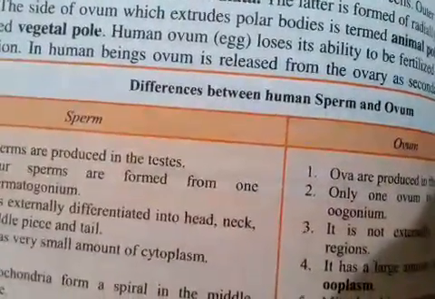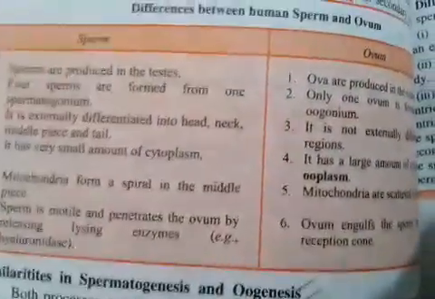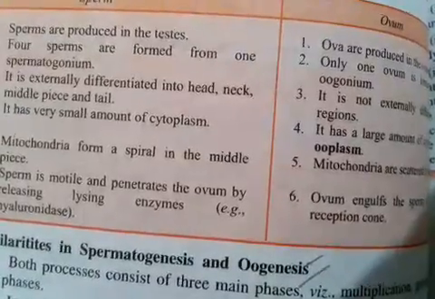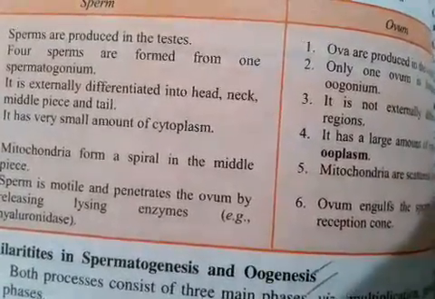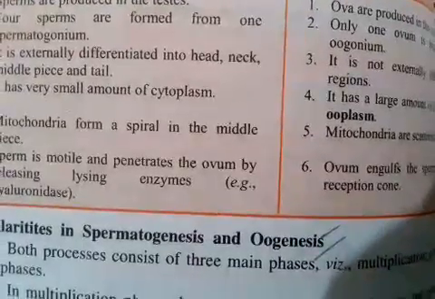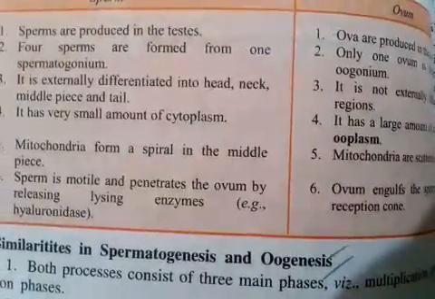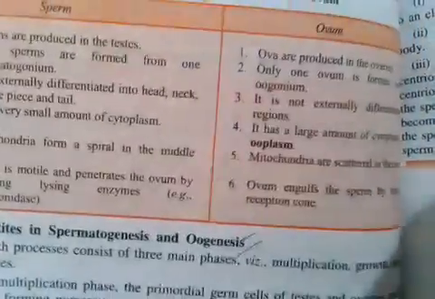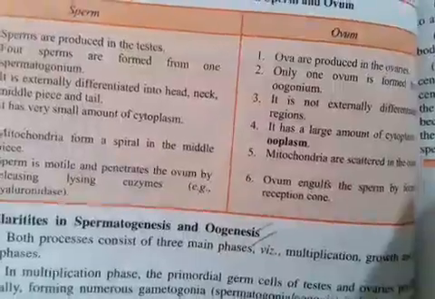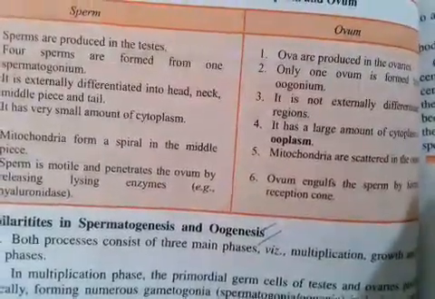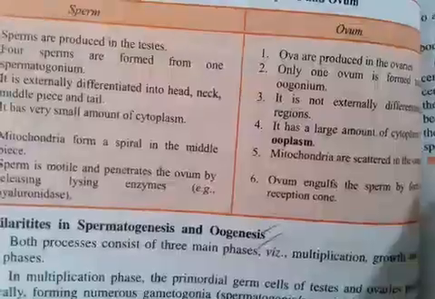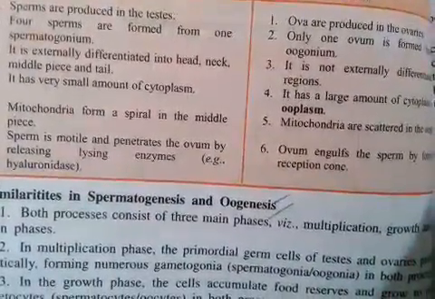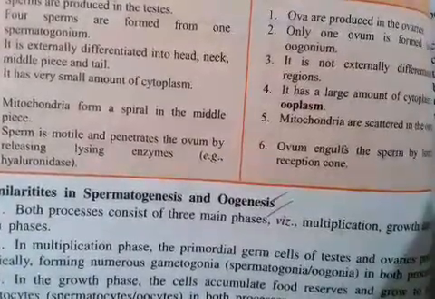So the male sperm is quite long and thread-like in shape, while the ovum is spherical in shape. Four sperms are formed from one spermatogonium, but only one ovum is formed from one oogonium. There is differentiation of head, neck and tail in the sperm, but there is no such differentiation in the ovum. Cytoplasm is very small in the sperm, but ooplasm is very large in quantity in females. A mitochondrial spiral is present in the middle piece of the male, but in the ovum mitochondria are scattered in the cell.